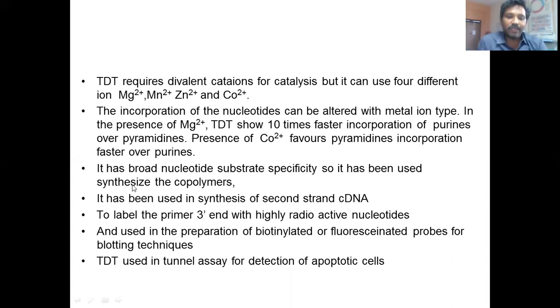If you look into the applications, since we talked about the enzymes, it is used in the synthesis of copolymers, meaning 2 nucleotides like purines and pyrimidines, and homopolymers at the 3' OH. It is also a very useful molecule in cDNA synthesis. After first strand synthesis, there is a need for second strand synthesis, where TDT is very, very important. And the third most important one is that it is useful in 3' end labeling.